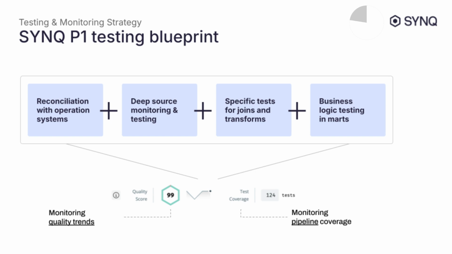We've mapped the dependencies and deployed tests so quality comes from their combination. At SYNQ, we view quality as a sum of controls, giving us a P1 testing blueprint: reconciliation with ops, deep source testing, specific tests for joins and transforms, and business logic in marts. This also provides observability insights. We calculate a quality score based on failures on or upstream and track test coverage, like the 124 tests here, giving a clear feedback loop for the data product.